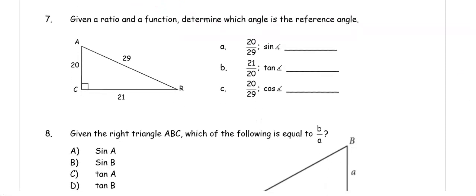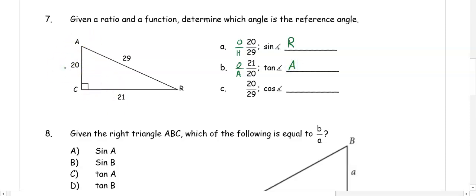In number 7, given the ratio and a function, determine what angle. So given sine, we have 20, which would be the opposite, and 29, which would be the hypotenuse. So the opposite side of 20 would be angle R. For the tangent, we have opposite over adjacent. So if this is my opposite and my adjacent, the opposite side of 21 is angle A. So that would be the tan of A.